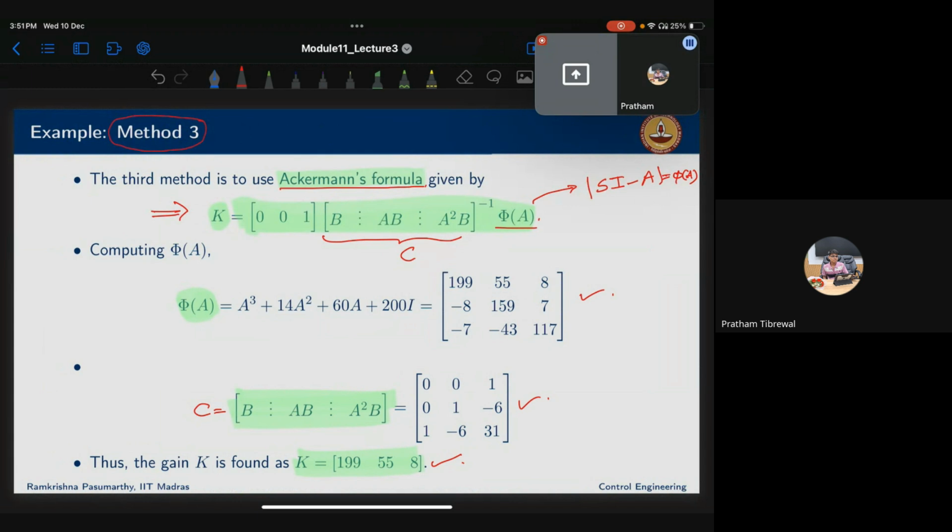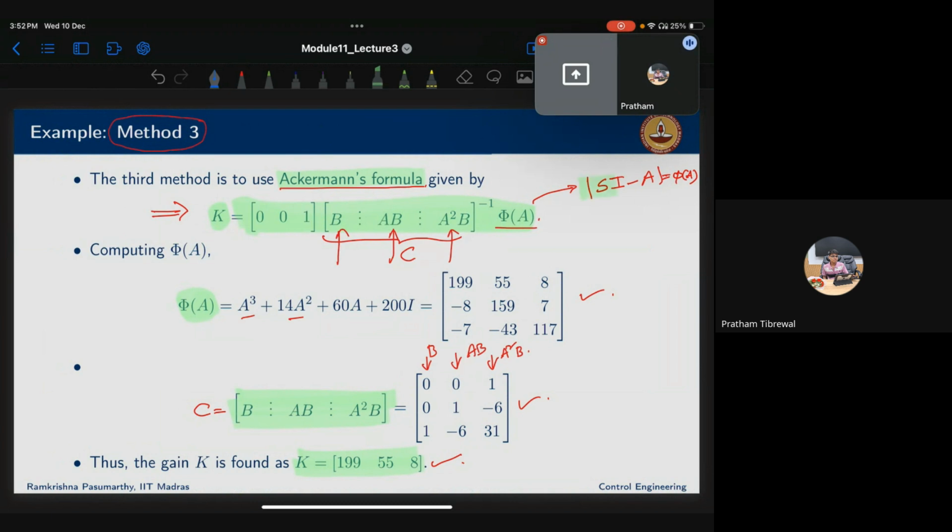Just, while writing B, AB, there are three dots separating them. Is it not a matrix? No, it is a matrix. Each one is a column. B is a column, AB is a separate column, and A squared B is a separate column. So it is a 1 by 3 matrix with its inverse. And how do we get this, A cubed plus 14 A squared, from the previous equation?